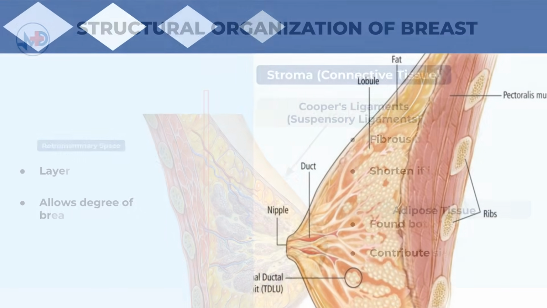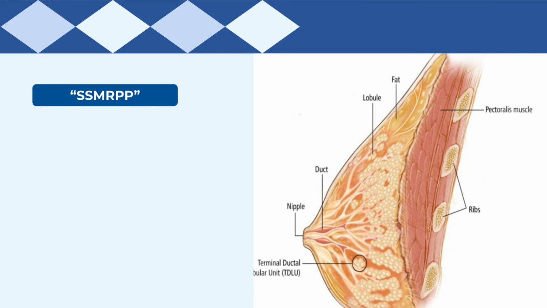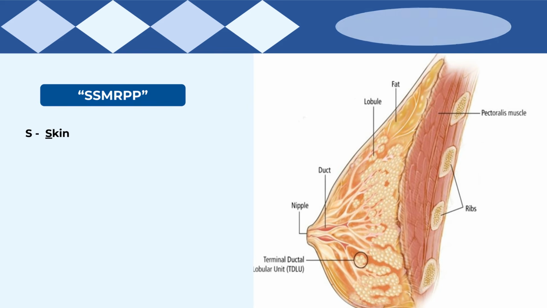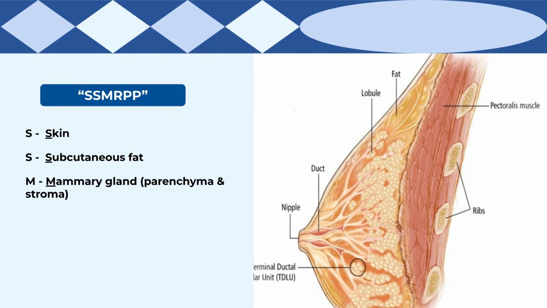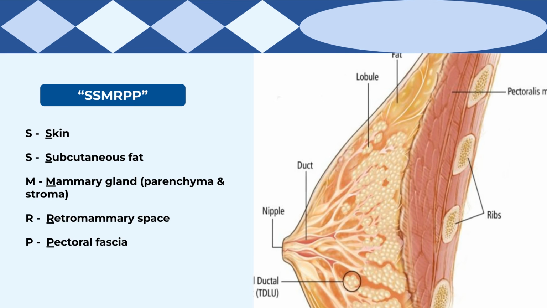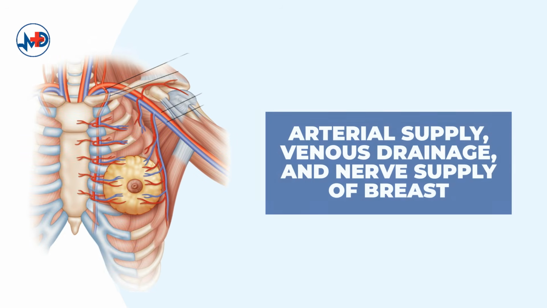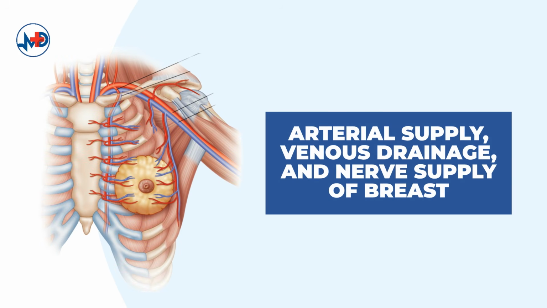A simple way to remember the layers from superficial to deep might be remembering the SSMRPP, which is the skin, subcutaneous fat, mammary gland, which include both the parenchyma and stroma, retromammary space, then the pectoral fascia and pectoralis major muscle. Now let's move to the arterial supply, venous drainage, and nerve supply of the breast.